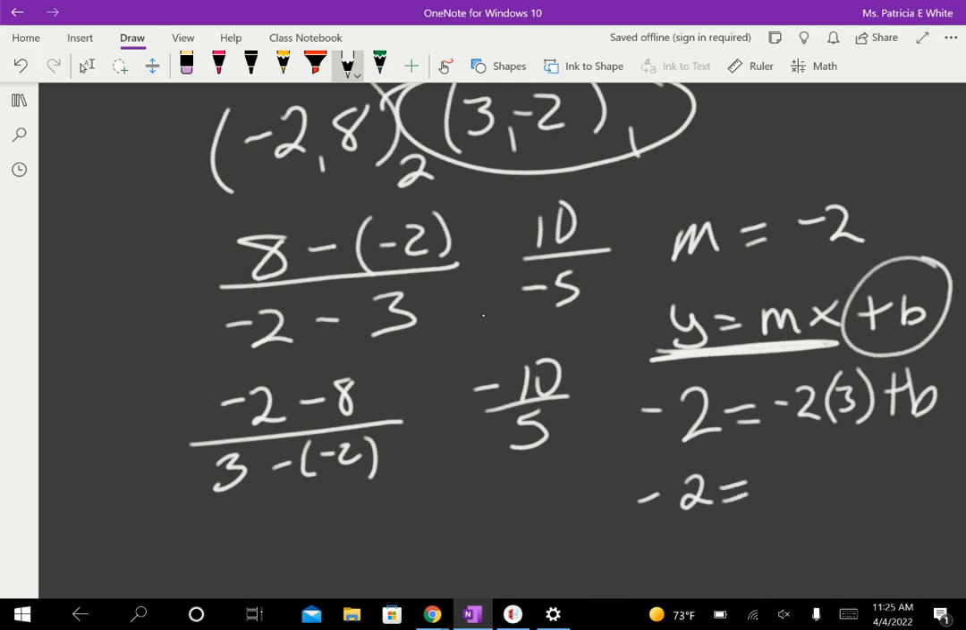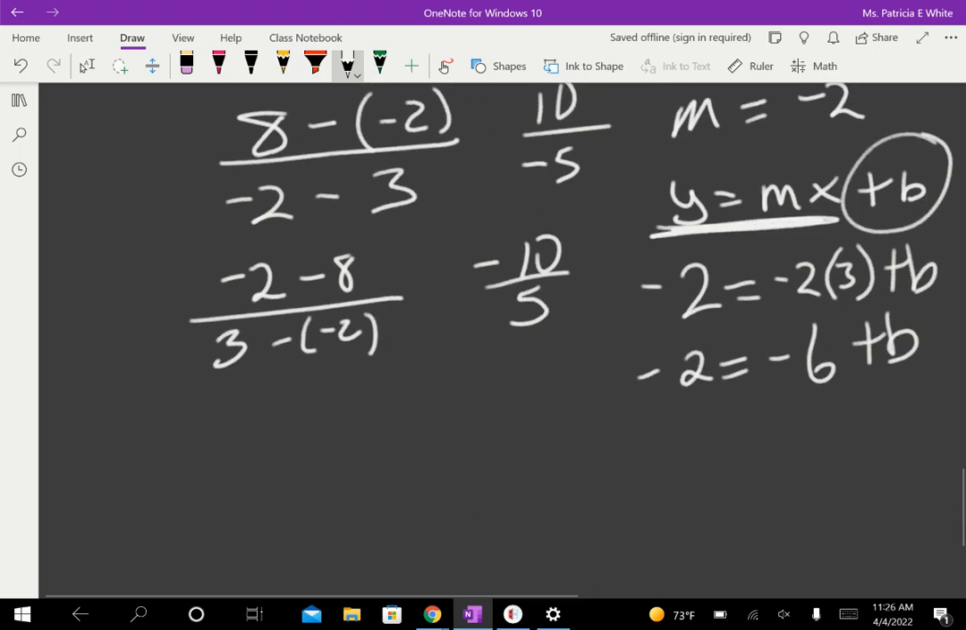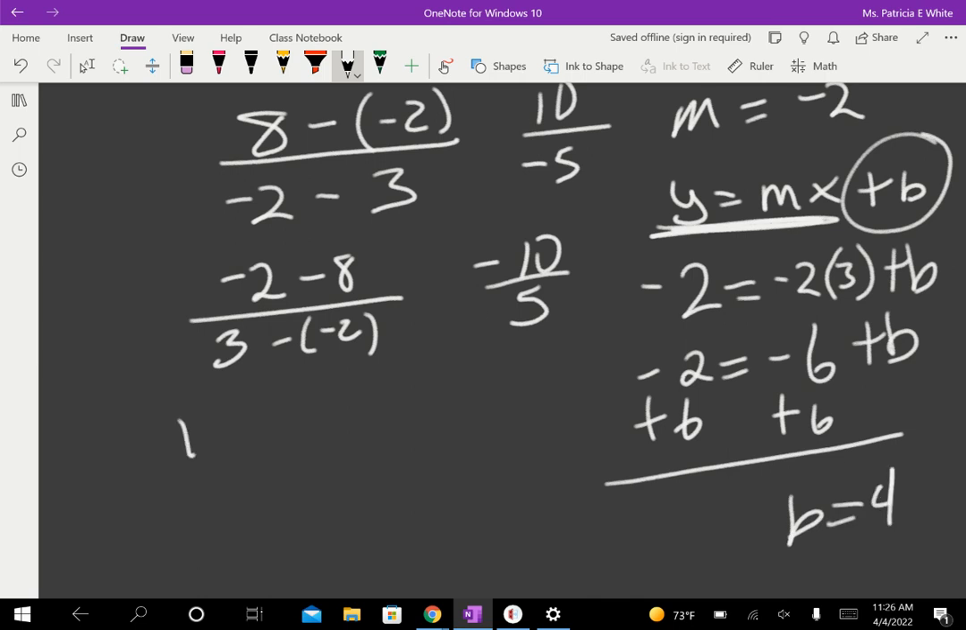Equals negative 6. And then you add the 6 in 2 steps. All right. Plus 6 on both sides. What's my b? Okay, so what's my y equals mx plus b equation?